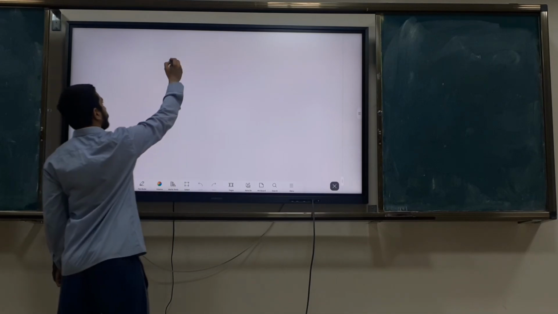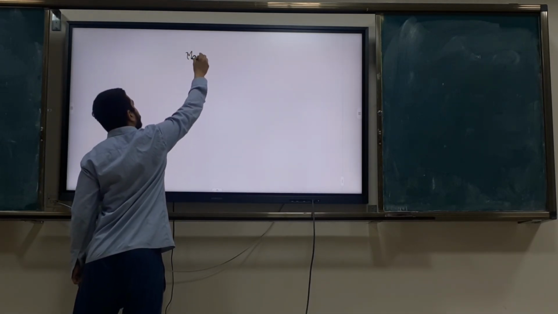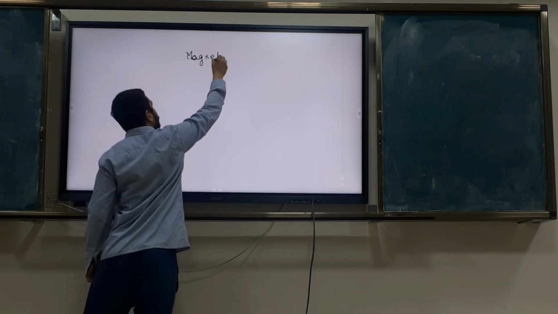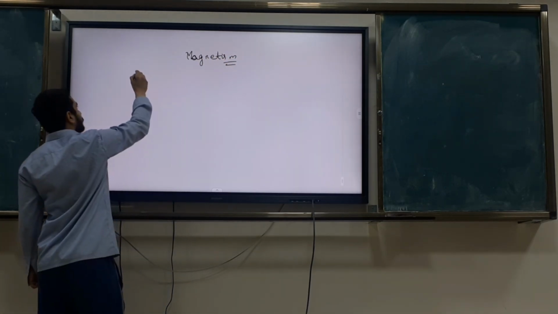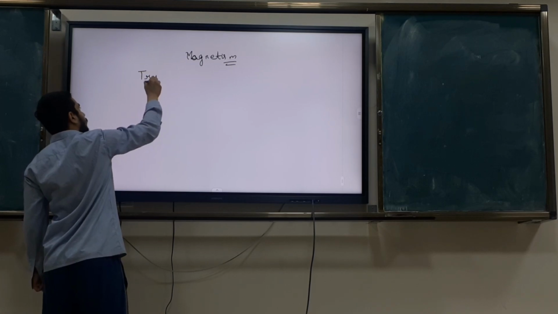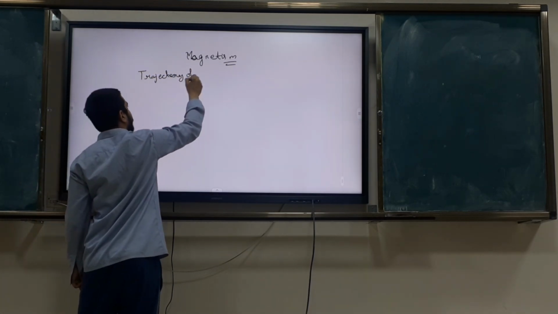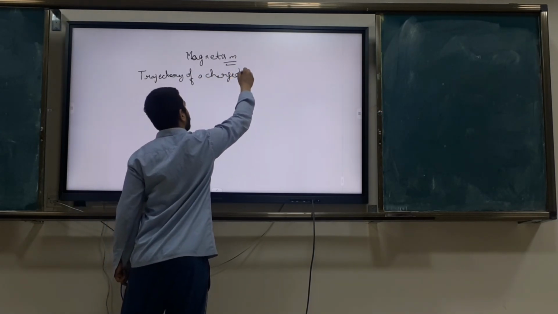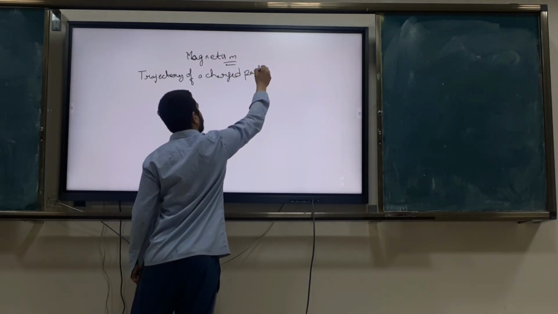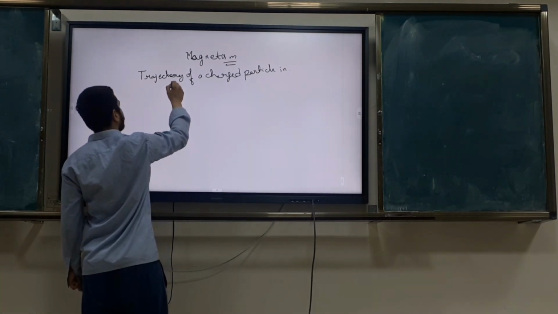Today we will see in the magnetism section how the trajectory of a charged particle of charge q will be in a magnetic field B. So we will see what is the trajectory of a charged particle in a magnetic field.